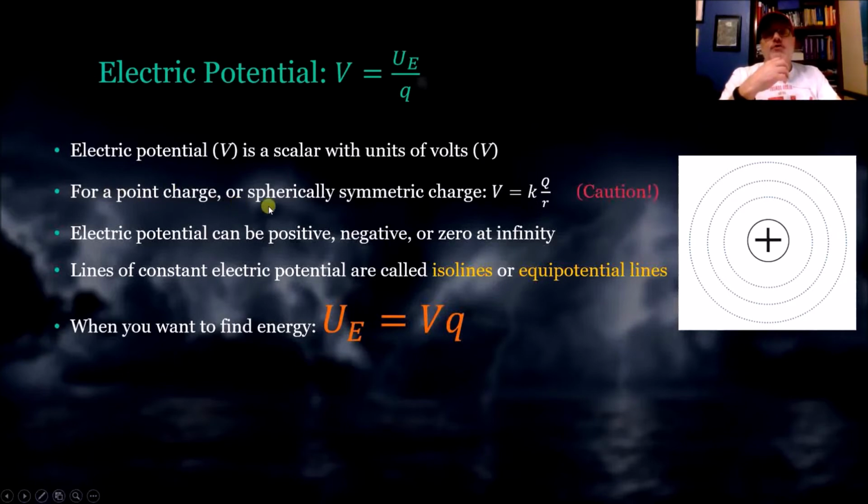For a point charge or a spherically concentric charge distribution, electric potential will be kQ over r, but caution please, if we don't have a spherical distribution or a point charge, this equation is no good. We ran into that in class and on the test several times. Electric potential can be positive, negative, or zero at infinity, and the lines of constant electric potential are called isolines or equipotential lines. So these are equipotential or isolines.